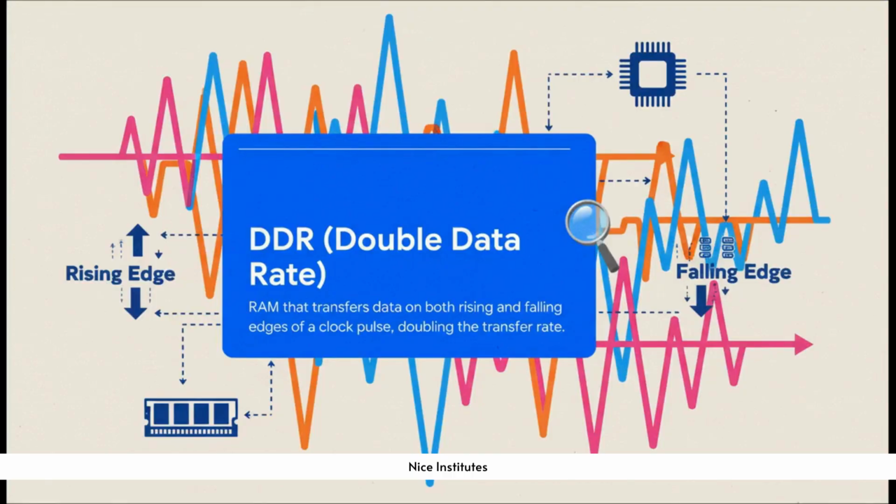Okay, before we pit these two against each other, let's get the basics down. DDR means double data rate. Now, what does that mean? Imagine a clock signal is like a wave going up and down. Old school RAM could only send data on the way up, at the peak. DDR tech was genius. It uses both the way up, the rising edge, and the way down, the falling edge. So it literally gets twice the work done in the exact same amount of time.